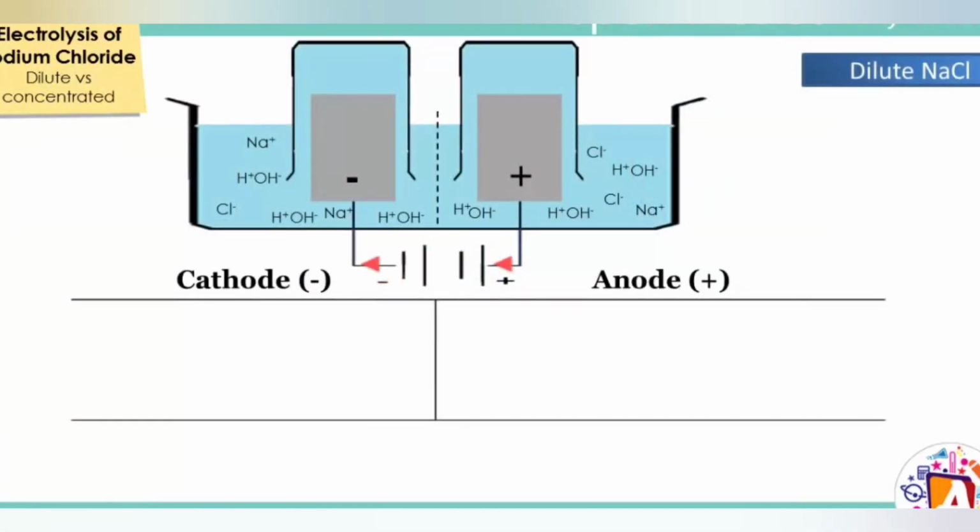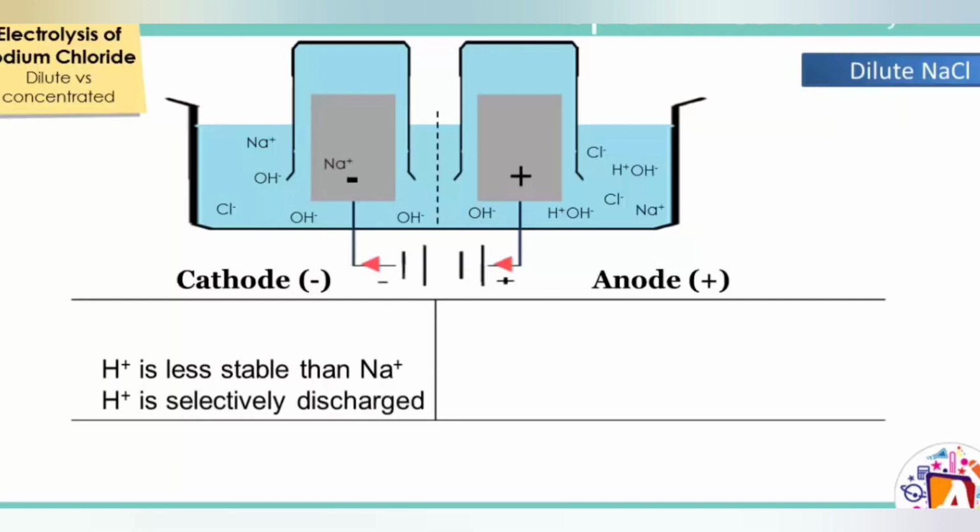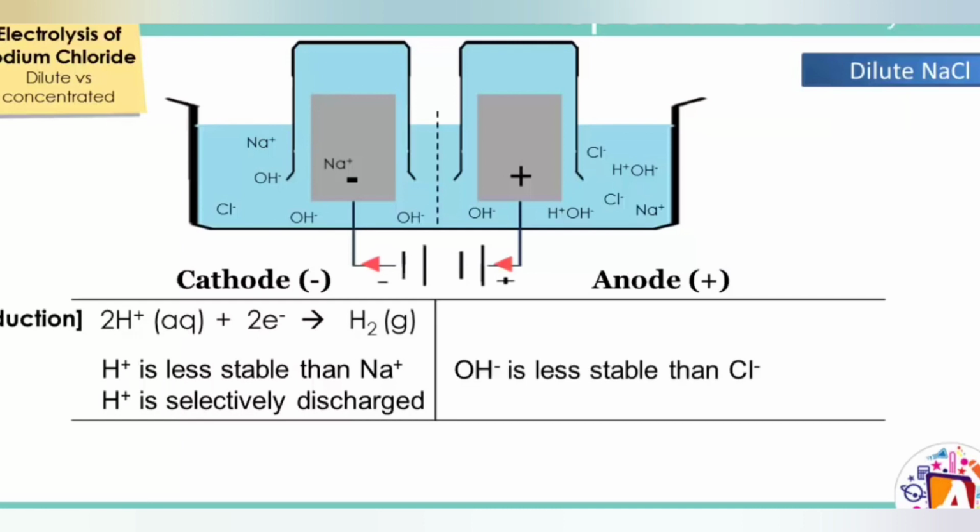Now, we'll go back to our electrochemical series again. Preferential discharge. Hydrogen will be discharged over what? Sodium. Why? Because sodium is more stable, is it not? Yes. At the what? Cathode. Why? At the anode, hydroxide ion will also be what? Discharged. Why? Because chloride ion is more stable than what? Hydroxide ion, is it not? Yes.